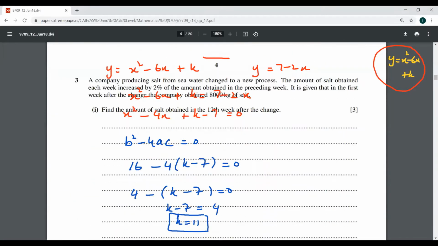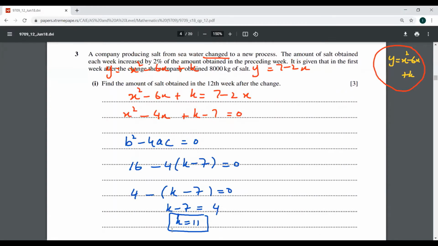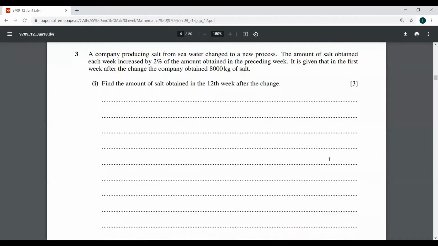Okay, we are on to the third question. So you guys please give a try to this question and then I'll be solving this. Third question: a company producing salt from seawater changed to a new process. The amount of salt obtained each week increased by 2% of the amount obtained in the preceding week.